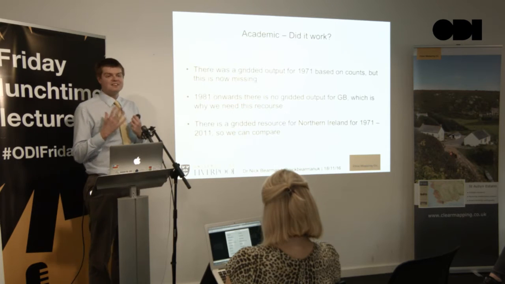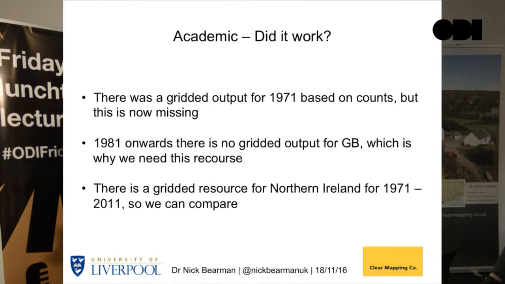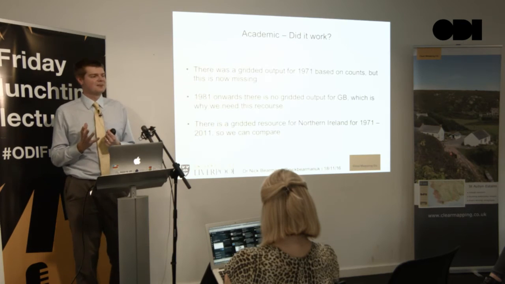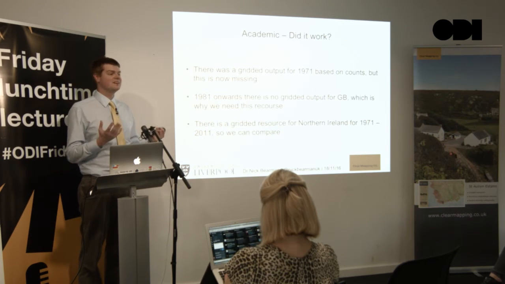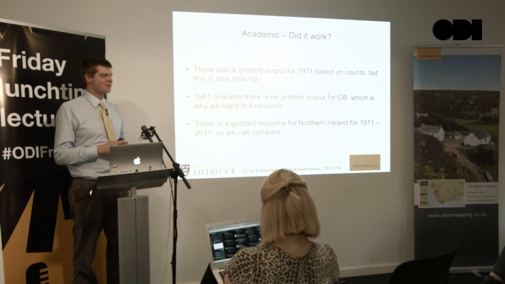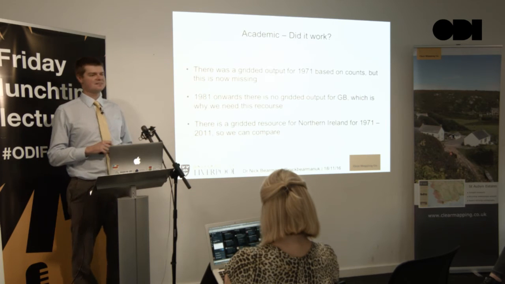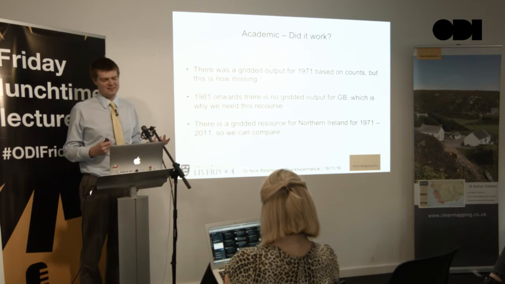As always, it's good to test whether our estimation actually works, and we've done some evaluation of this. Interestingly, there was a gridded output for the 1971 census for Great Britain, which is essentially what we're trying to create, but that's now a missing data set. Nobody can find it. We've searched high and low. The ONS have looked for it. A whole range of people have been looking for it. It's probably stuck on a tape drive somewhere in some academic's office, no doubt, but we can't find it.